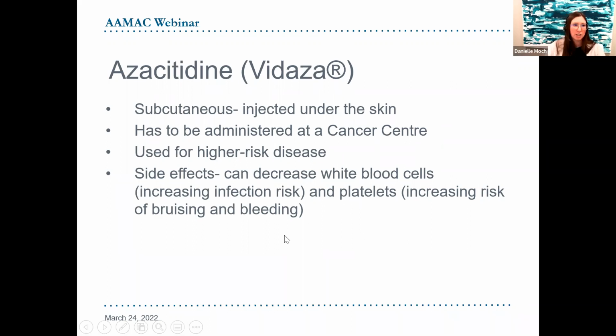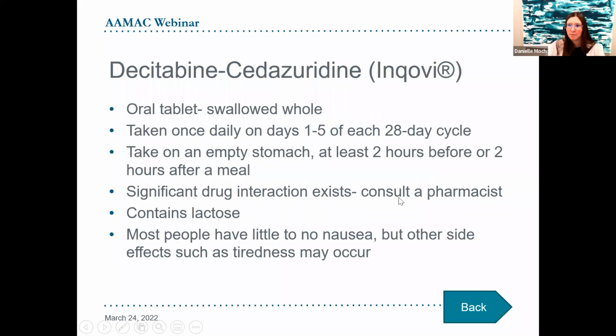It's multiple injections, usually in the abdomen. And there can be some rash and some itchiness and kind of discomfort with that as well. So this Inqovi is an oral tablet. It's taken once daily on days 1 to 5 every 28 days.